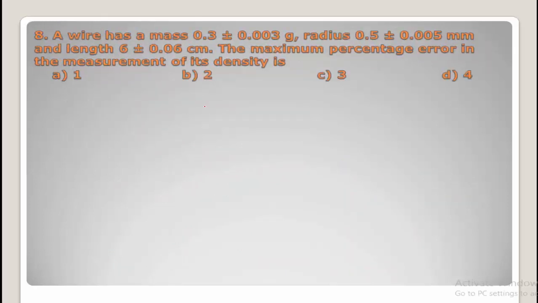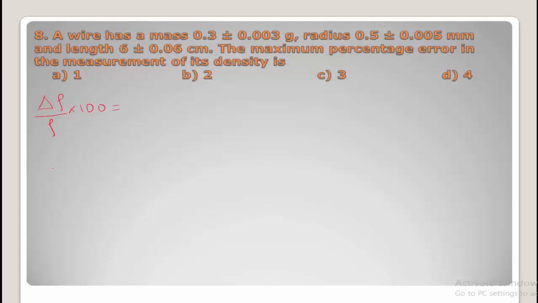Next question. A wire has a mass of 0.3 plus or minus 0.003 gram, radius 0.5 plus or minus 0.005 millimeter, and length 6 plus or minus 0.6 centimeter. Find the maximum percentage error in the measurement of its density. We have to find the percentage error in the density. So percentage error means delta rho by rho into 100.